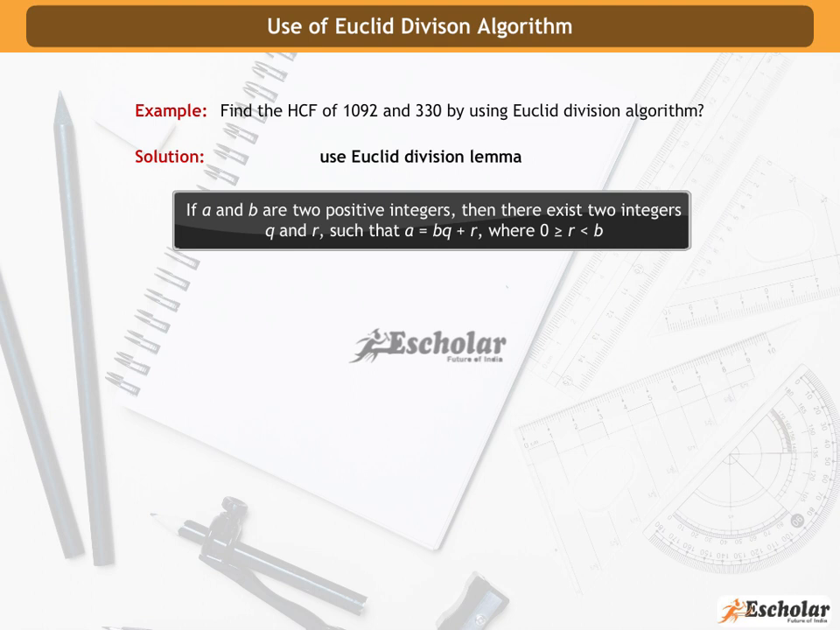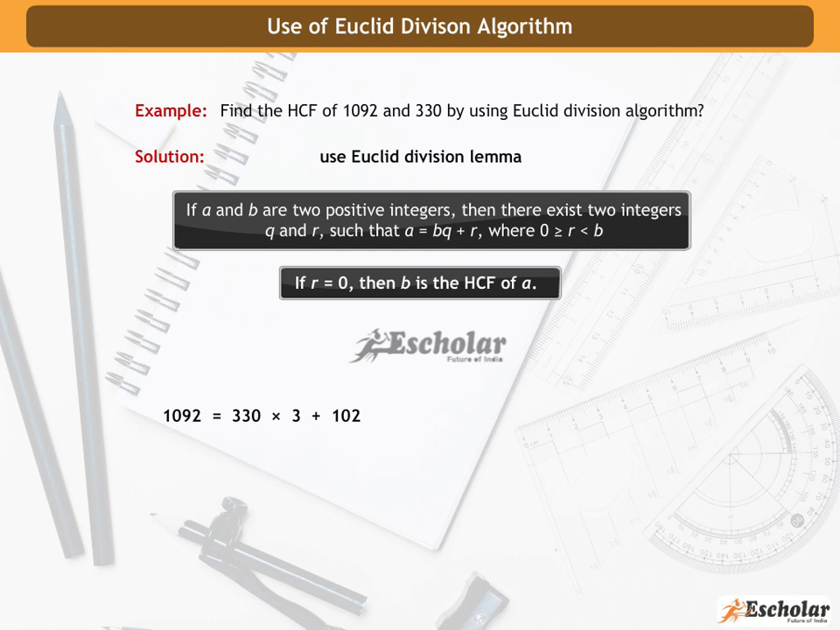Now we apply this on the given two numbers and we get 1092 is equal to 330 into 3 plus 102. Now we need to check the value of r. If r is equal to 0, then b is the HCF of a. So in this case, r is 102. That is, r is not equal to 0. So that means 330 is not the HCF of 1092 and 330.